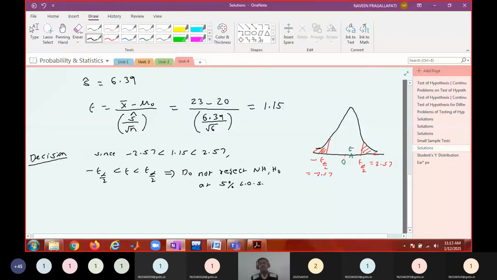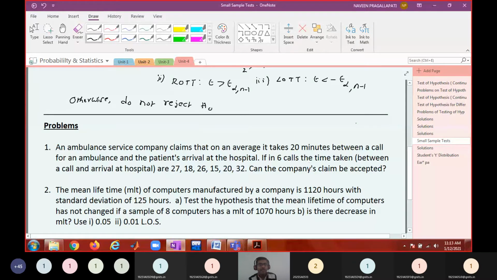So the obtained sample values are not significant to reject the null hypothesis; they're insignificant. So that means the company's claim may be accepted, because the question is about whether the company's claim can be accepted. So what should be your final conclusion? Yes, the company's claim can be accepted at 5% level of significance.